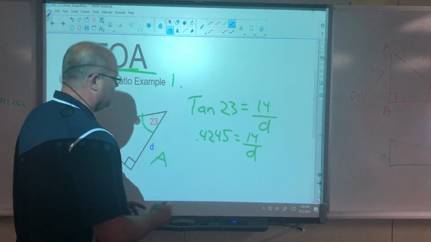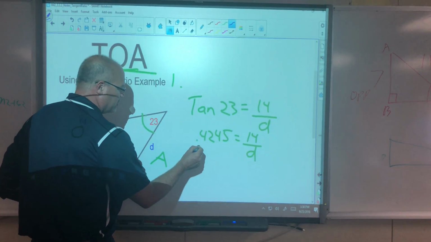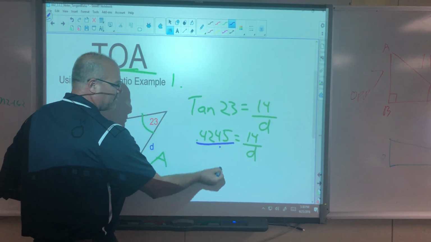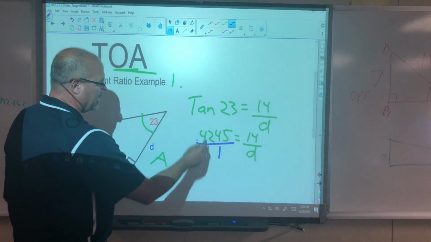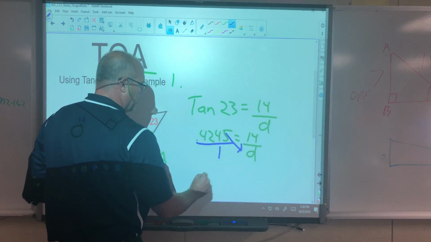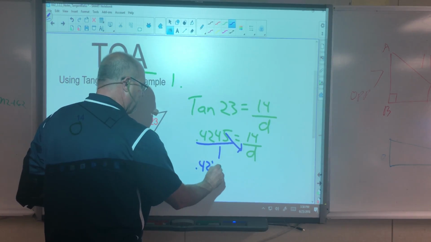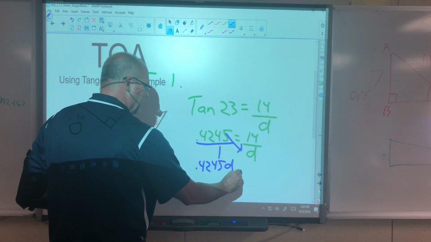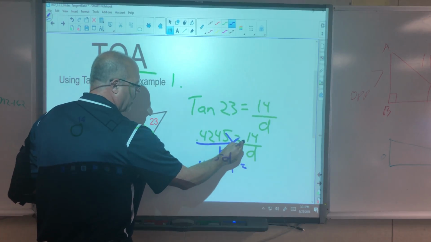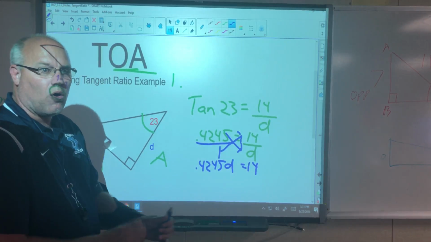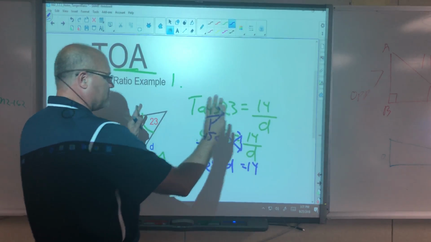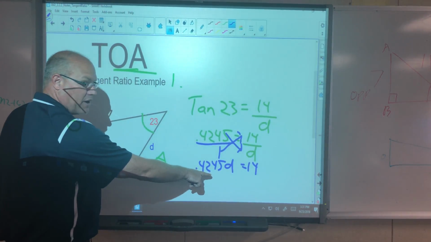I'm going to show you another way we could do this. We've been doing a lot of work with proportions recently. So I can put this over 1. I have a proportion now. We just do our cross multiplication. So I cross multiply here. I get 0.4245D equals 1 times the 14, which is 14. So whether I do a proportion or if I do it algebraically and multiply both sides by D, I get to this point right here.